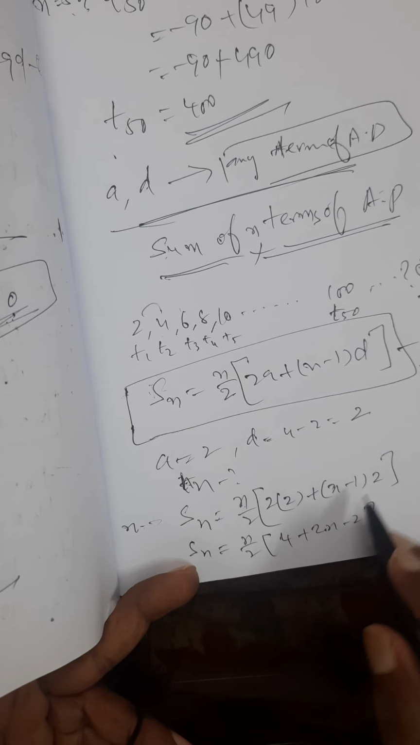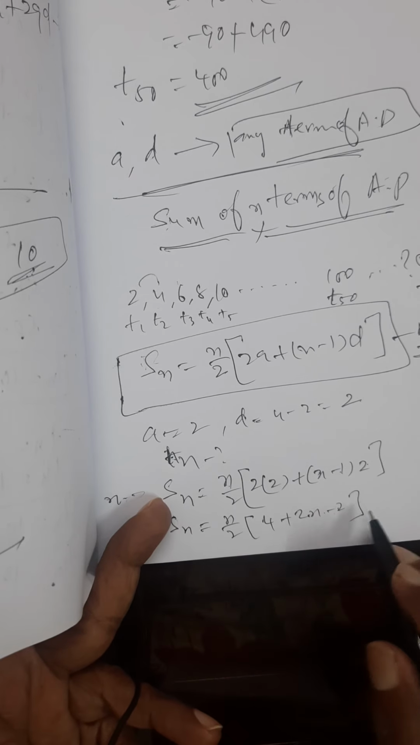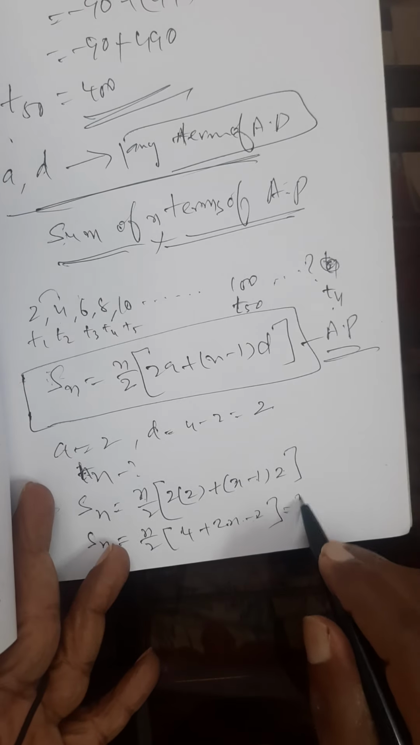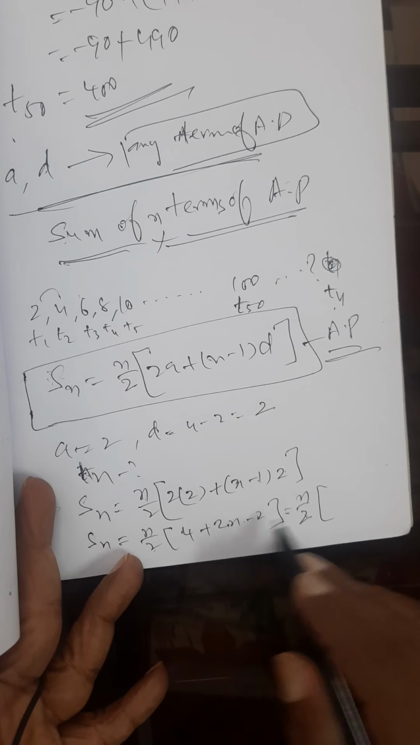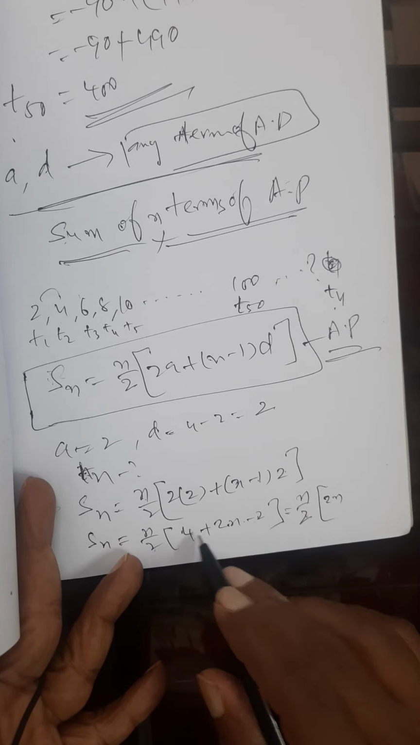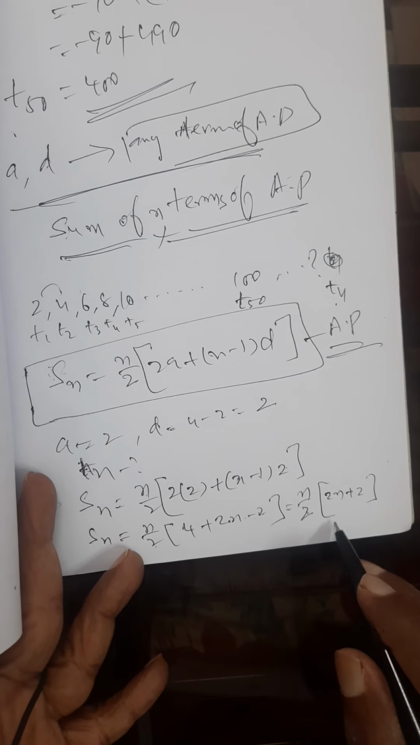2 into n is 2n, and the 2 gives minus 2. Now this is n by 2 as it is, with 2n here, and 4 minus 2 leaves plus 2. So this is the formula.